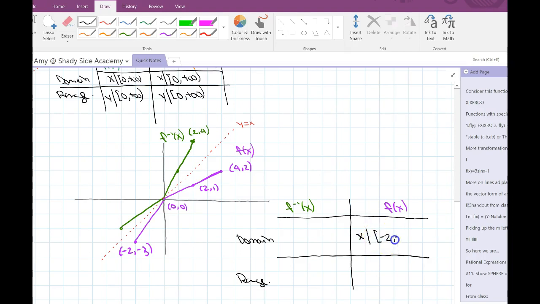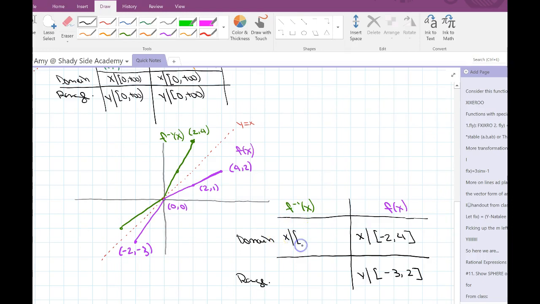Okay, so for the function, the domain, again, is a set of x values represented. I've got negative 2 to 4. The range of f of x is from negative 3 to 2, inclusive. All right, the inverse of f's domain.